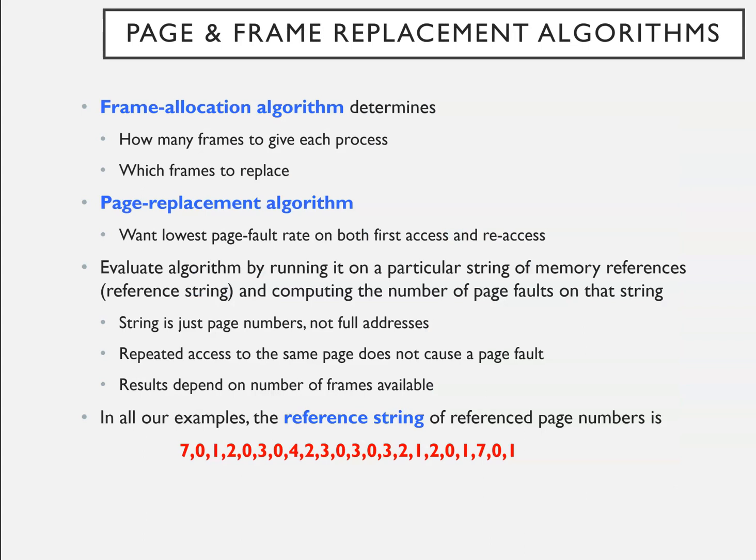There are a couple of different algorithms you can use. Frame allocation algorithms determine how many frames to give to each process and which frames to replace. Page replacement algorithms want the lowest page fault rate on both first access and re-access. We evaluate algorithms by running them on a particular string of memory references and computing the number of page faults. The string is just page numbers, not full addresses, because that's not what we're testing. Repeated access to the same page shouldn't cause a fault, and the results depend on the number of frames available. In these examples, we're going to use the reference string shown below.